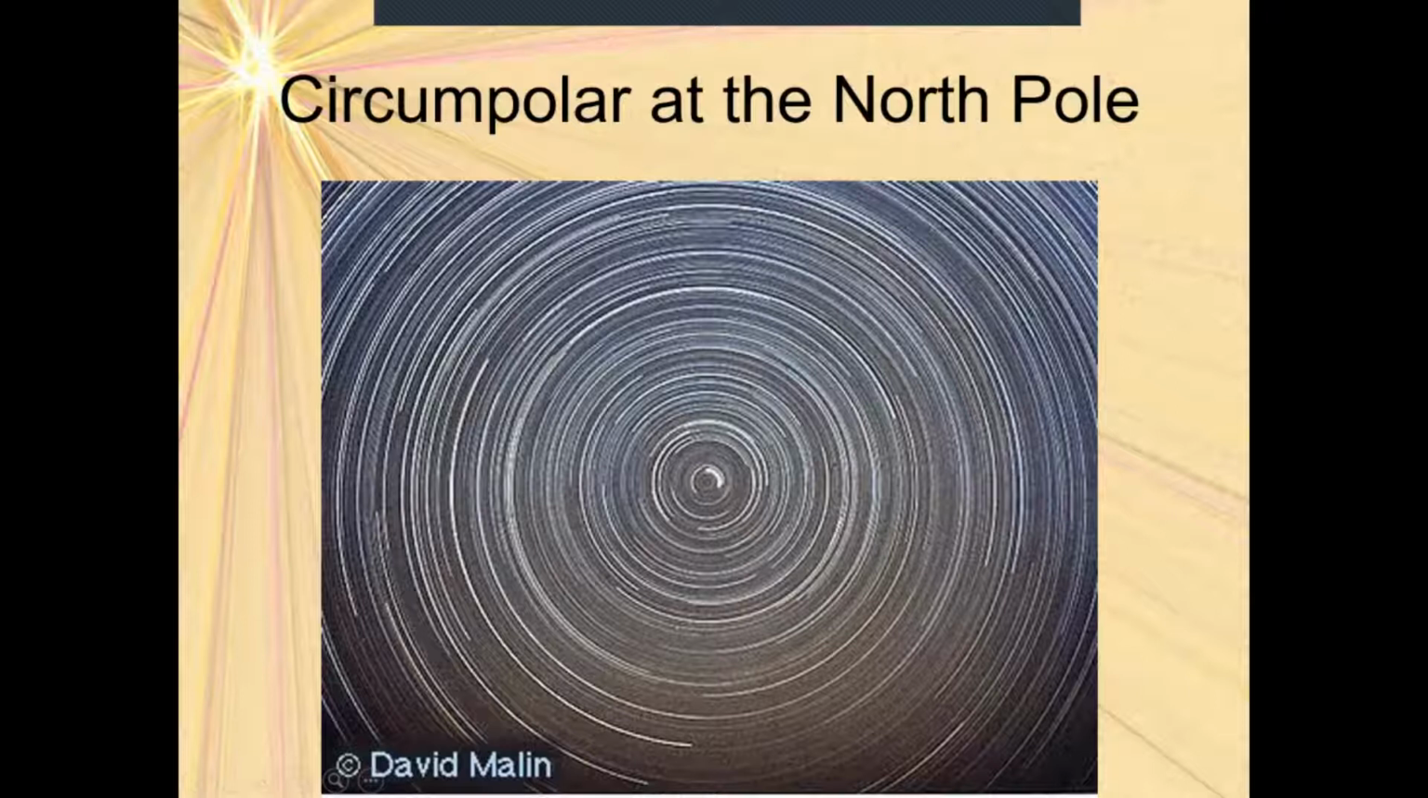So this right here is Polaris. Notice there's this dot. That's the star that doesn't move. So even over time, it stays in the same place. All of these stars circling around that make a complete circle and don't set are called circumpolar.